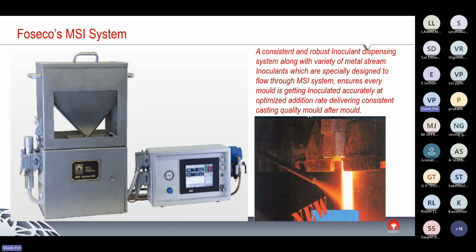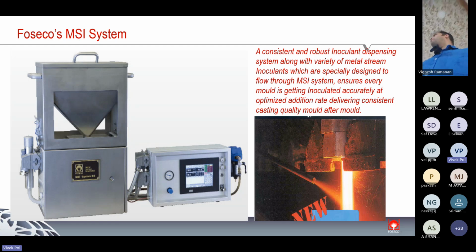The MSI machine is designed on the premise that inoculation is an engineering operation. So it is a consistent and robust inoculant dispensing system, which ensures every mold is getting inoculated the way we want, the way we set the addition rate, application rate, very accurately. It doses the inoculant with that accuracy, and we can record real time data, like how much inoculation we have set, and how much it has actually dispensed.